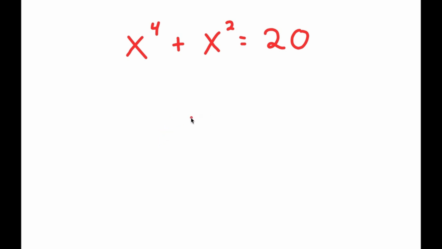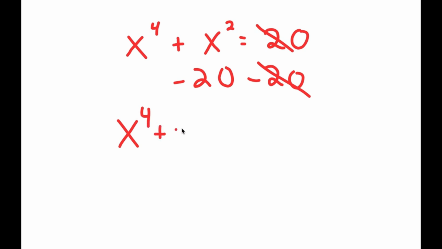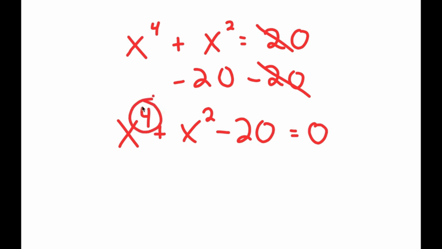Alright, so in this equation, I have x to the power of 4 plus x squared is equal to 20. So to solve this, what I'm going to do is first start by subtracting 20 on both sides, so we can have all our terms on one side. So I get x to the power of 4 plus x squared minus 20 is equal to 0. Now this may seem like a quadratic equation, but it's not, because we have the power of 4 as our primary term, and then that's led by the power of 2.